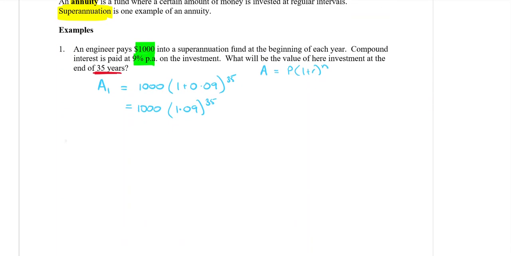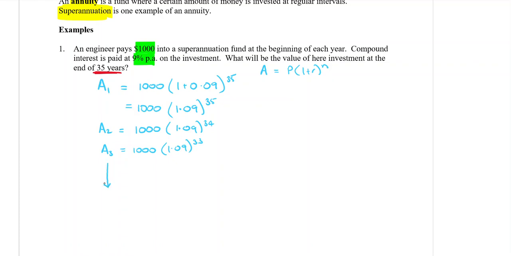Okay? All right, moving on to the second amount of money. So a whole year passes, and this engineer puts another $1,000 in the bank. So this $1,000 is only going to be in there for 34 years because a year passed. And that pattern would continue. You could go A3, that would be 1,000 times 1.09 to the power of 33. Now, I'm probably doing more than I need to. Usually 2 is probably enough to see what is happening. I've done 3. And then you can see the pattern.